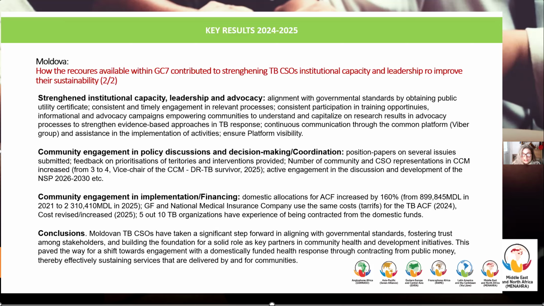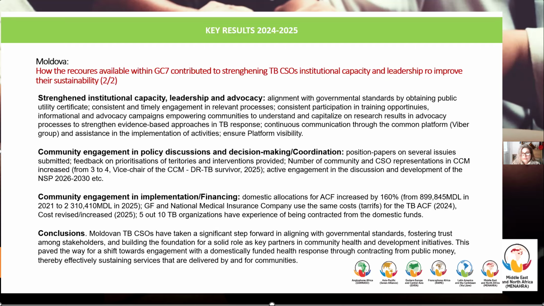Speaking about community engagement and implementation, we need to speak about financing, because this is a concrete result. The domestic allocations for active case finding have increased in the last years. The other point is that for the Global Fund grant, the national medical insurance company, which is the national contracting agency, is using the same costs, which is actually a good indicator that the activities will be sustained in the future, even when the Global Fund will leave the country.